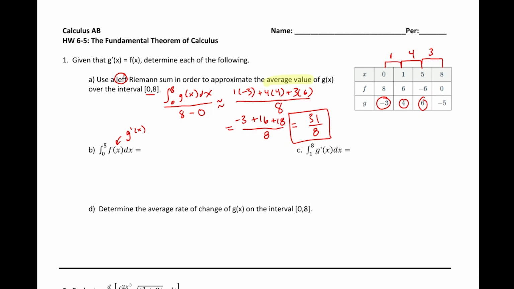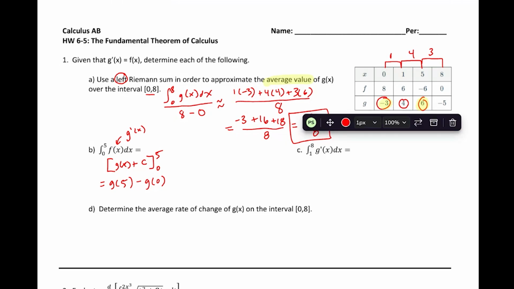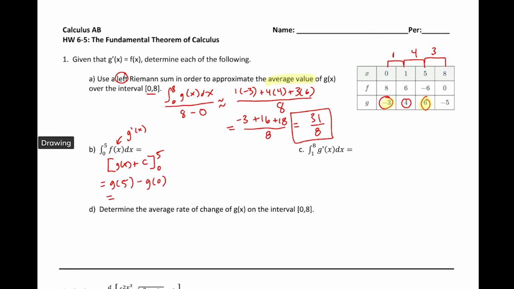Sounds kind of weird when you say it, but that means that since the antiderivative of f of x is g of x plus c, we're going to substitute in 0 and 5. And we can do this because of the fundamental theorem of calculus. And so this will equal g of 5 minus g of 0. And we can find those values in the table. So g of 5 is 6. G of 0 is -3. So this is going to be 6 minus -3. 6 plus 3 is going to be 9.